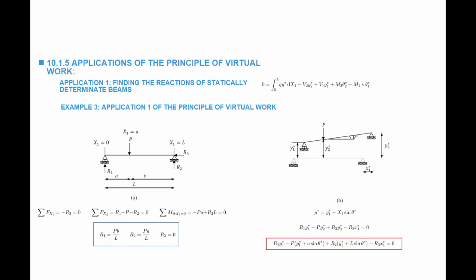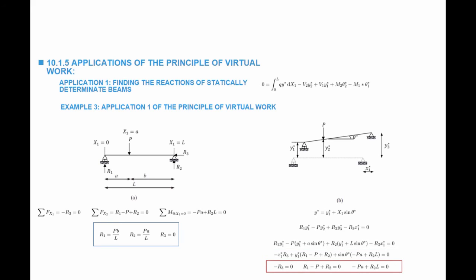Y2 star is in fact equal to y1 star plus the length A multiplied by sine theta star, and so we substitute for y2 star with this. Similarly, we substitute for y3 star with y1 star plus L sine theta star, and so we get this new equation. After rearranging, we can get three distinctive terms. The first term is everything that's multiplied by x1 star. The second term is everything that's multiplied by y1 star. And the third term is everything that's multiplied by sine theta star.